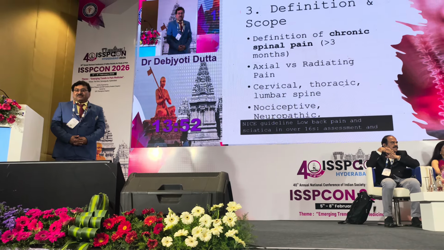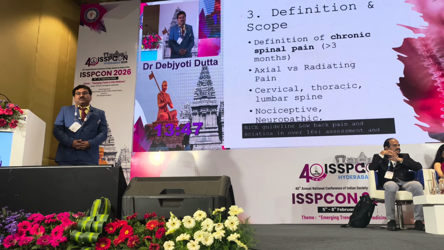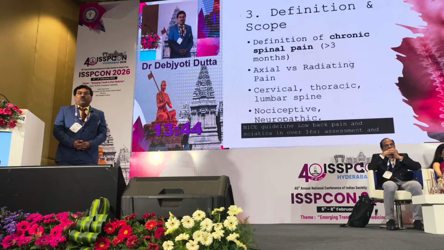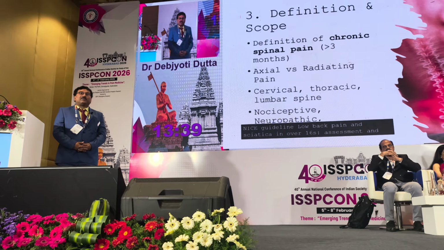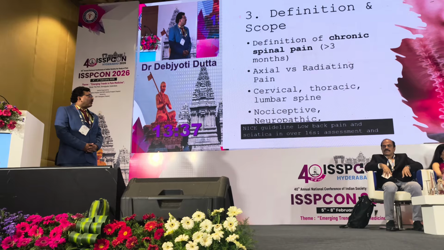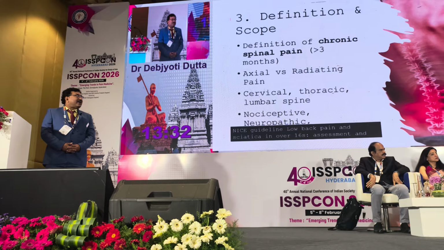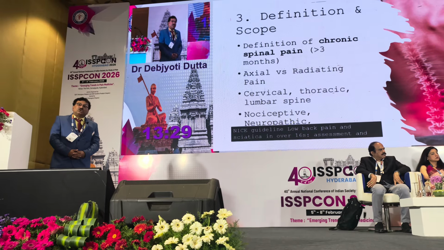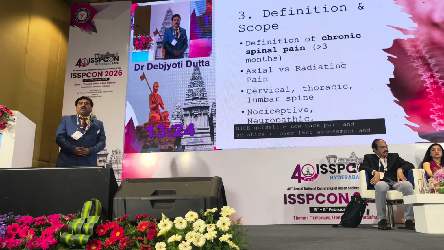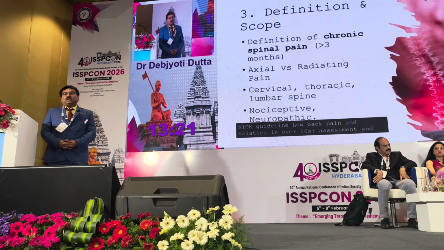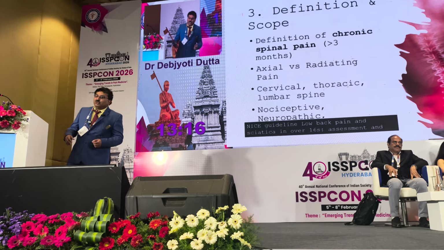Now first of all, a definition. What is chronic spinal pain? So a pain, mainly spinal pain, that is lasting over 3 months continuously is usually considered as chronic spinal pain. It could be axial or it could be a radiating pain. According to location, it can also be divided, for example, cervical, thoracic or lumbar pain, depending on what region it is happening in. And according to nature, it could be divided into 3 parts: nociceptive, neuropathic and now nociplastic.